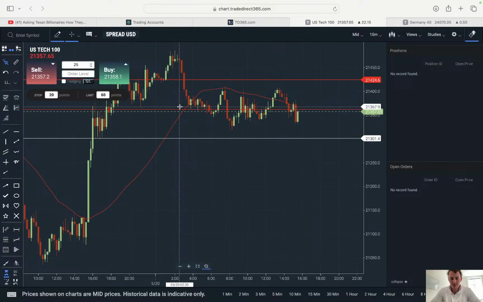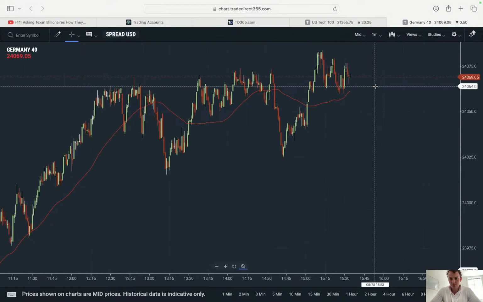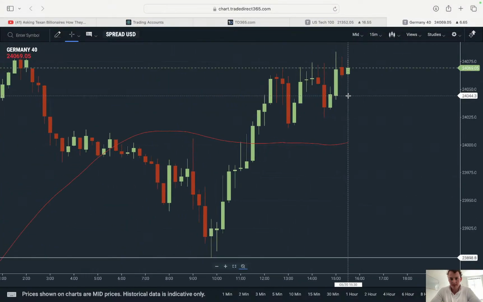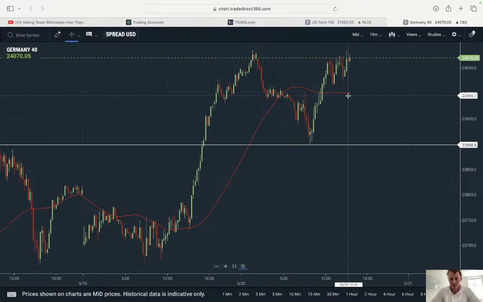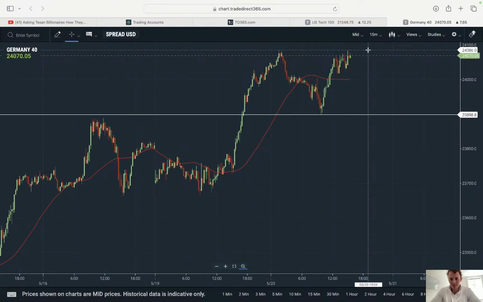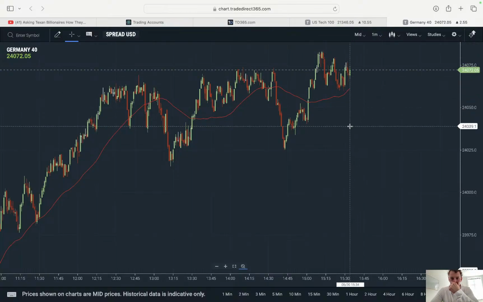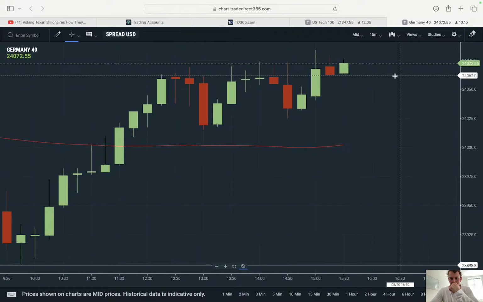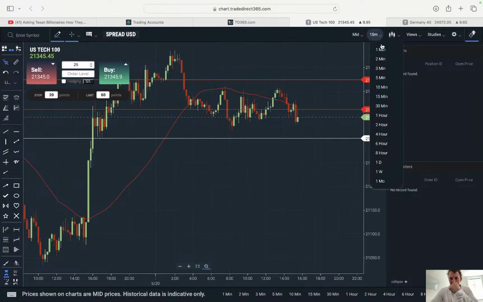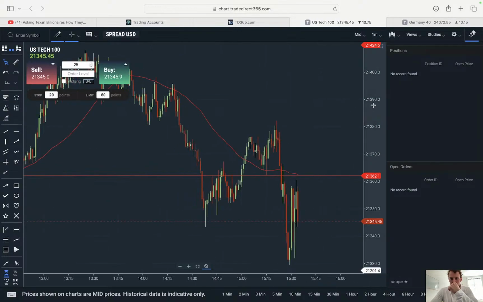Let's see here. So DAX is also holding. That's amazing. DAX has actually managed to push higher. I'll take a short on DAX if you break below 59. If we start selling off on Nasdaq, I could take a short.